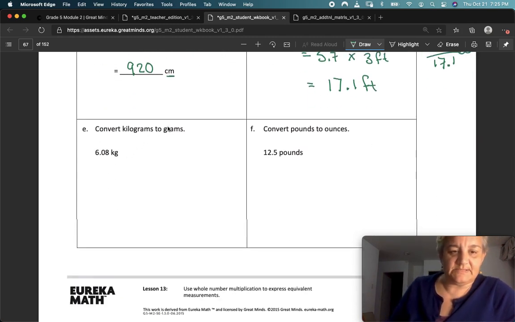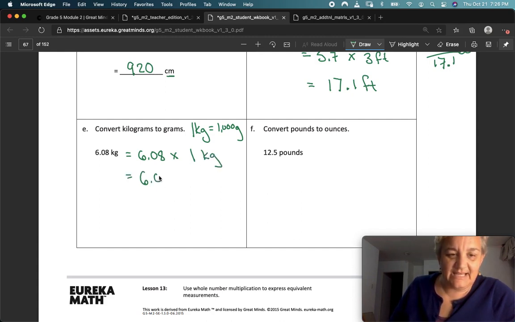Kilograms to grams. All right, for those of you who may not remember, 1 kilogram equals 1,000 grams. And what I'm going to do here is I'm going to separate the number from the unit. So 6 8/100 times 1 kilogram is the same as saying 6 8/100 times 1,000 grams. Do you see how this equation and this equation are exactly the same?